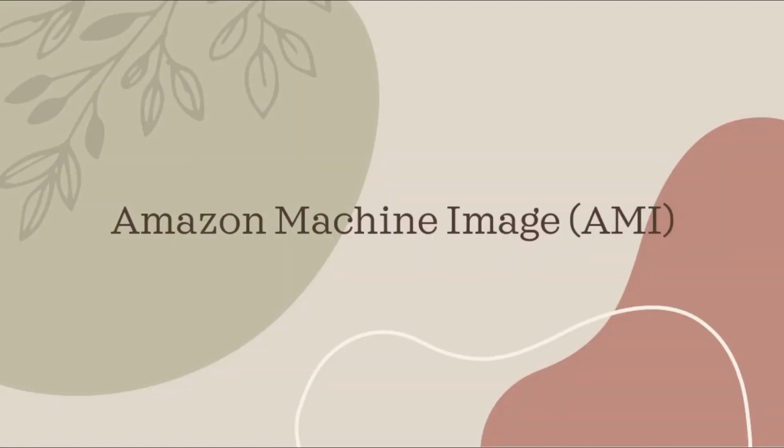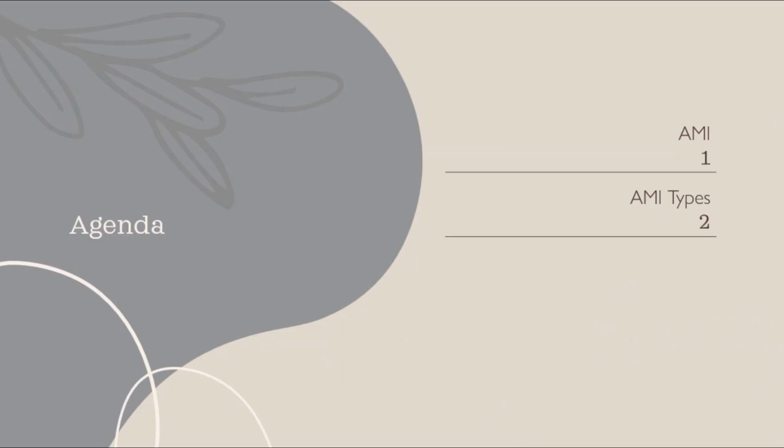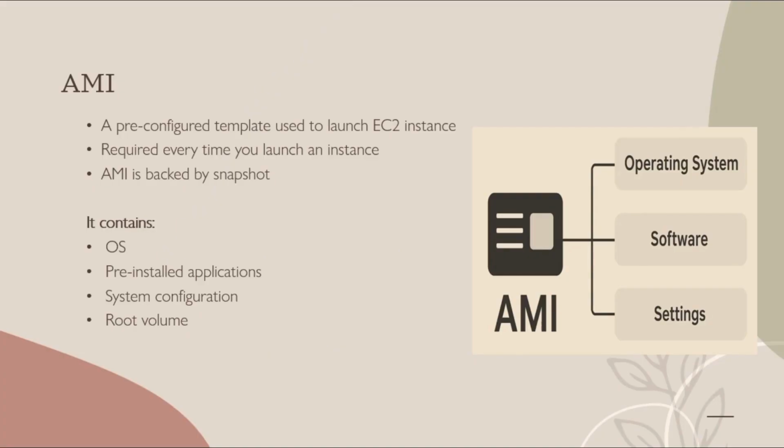Amazon Machine Image. In this video, we are going to see what is AMI and its types. AMI stands for Amazon Machine Image. So it acts like a ready-made template, which means the AMI already contains the operating system, software, and the other settings which are needed for the server to run.